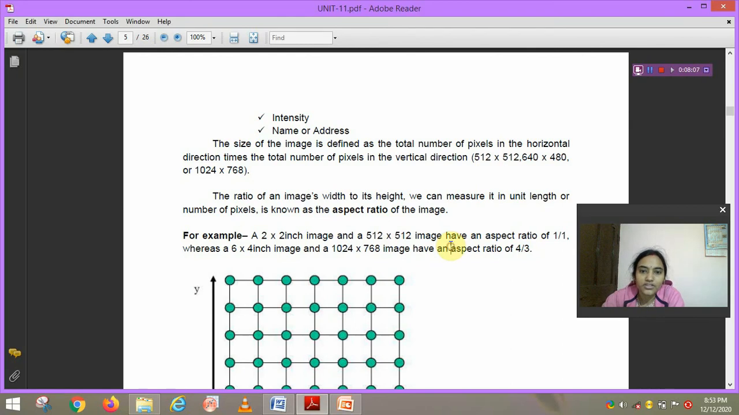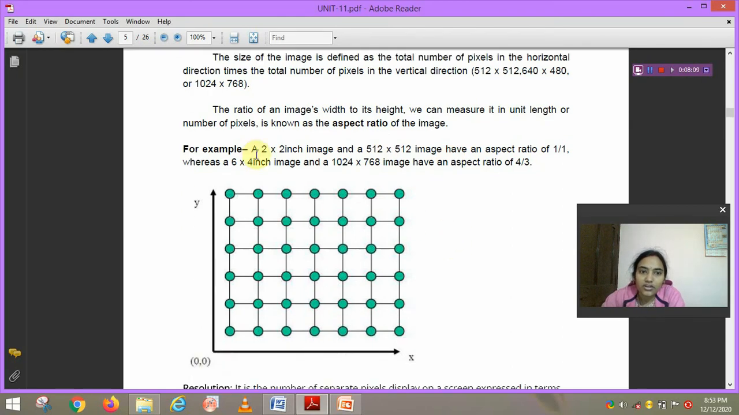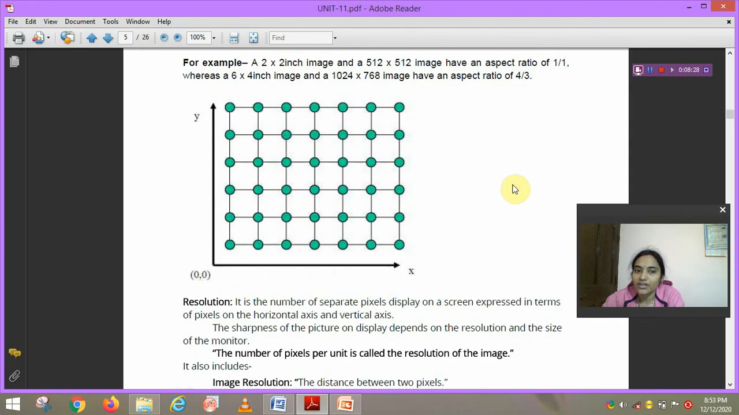Here is one example. A 2 into 2 inch image and a 512 into 512 image have an aspect ratio of 1:1, whereas a 6 into 4 inch image and a 1024 into 768 image have an aspect ratio of 4:3. So in this way we define the aspect ratio. That means here we count the number of pixels on the x-axis and the number of pixels on the y-axis.